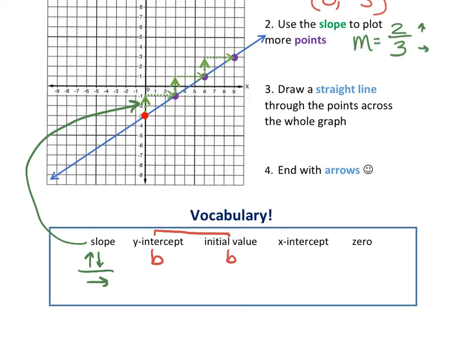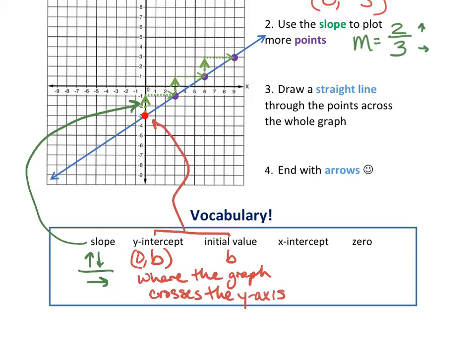The y-intercept, though, is a coordinate, so we like to write these as coordinates, 0, b. The initial value is just the number. But remember, the y-intercept and the initial value is just where the graph crosses the y-axis. So in our picture here, it's shown in red. That is both our y-intercept and our initial value. The initial value is just the number, or the y coordinate, of the coordinate pair 0, b.